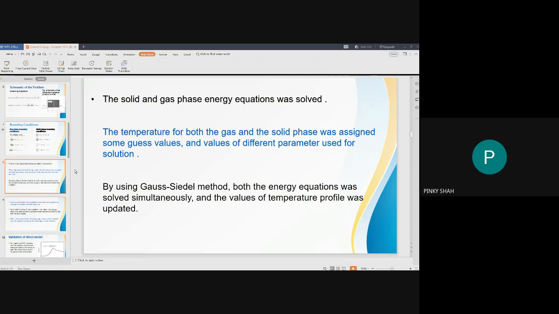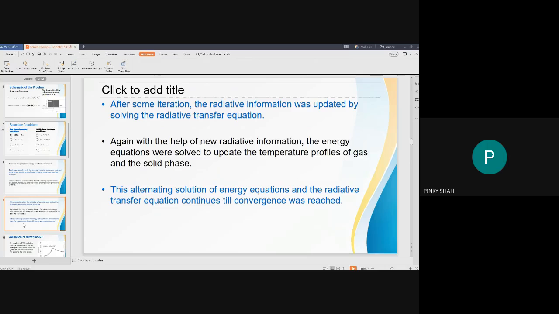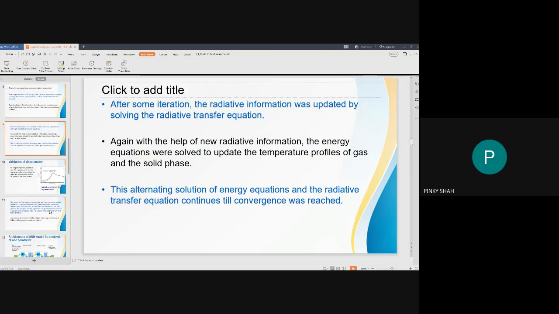After that, we used the Gauss-Seidel method for calculating both the energy equations. We solved them simultaneously, and the temperature profile was updated. After some iterations, the radiative information was updated by solving the radiative transfer equation. Again, with the help of the new radiative information, the energy equations were solved to update the temperature profile of the gas and the solid phase. This alternating solution of the energy equation and the radiative transfer equation continues until convergence was reached. After this, we did the validation of the direct model.